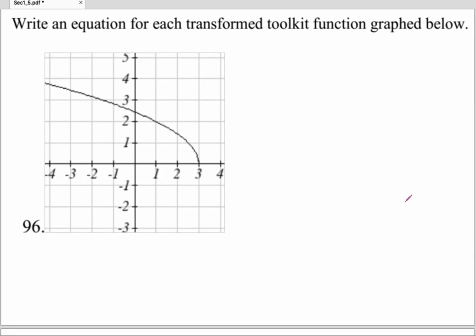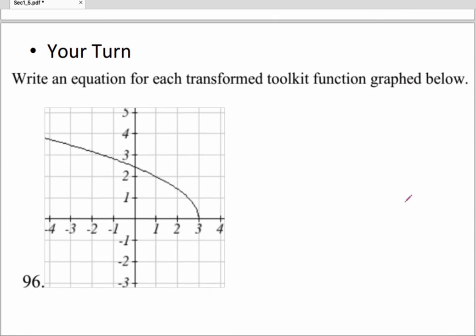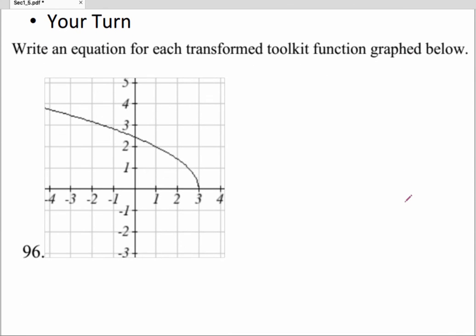All righty. One last beast here. I think this is the last one we're going to do. Yep, this is it. Okay, last beast. So write an equation for the transformed toolkit function graph below. Okay, so it looks like our stock function was f of x is equal to the square root of x.